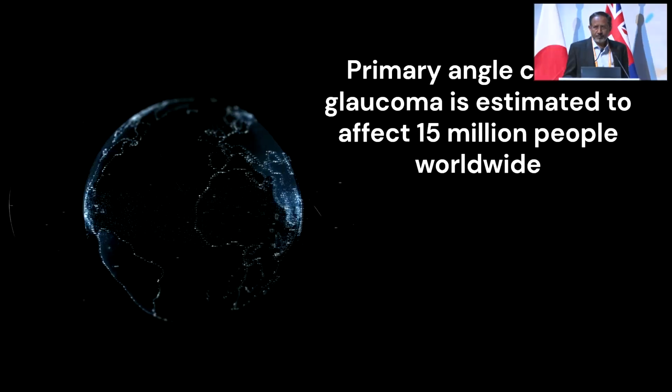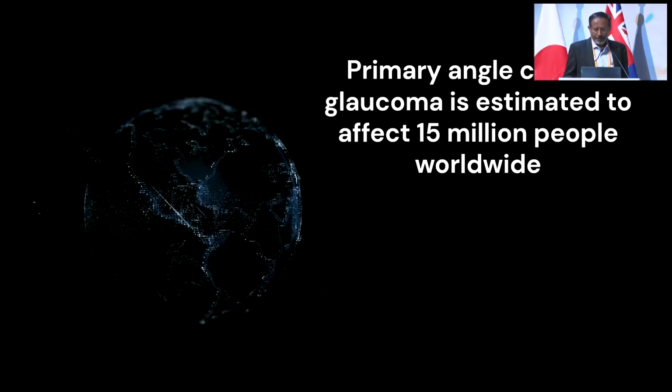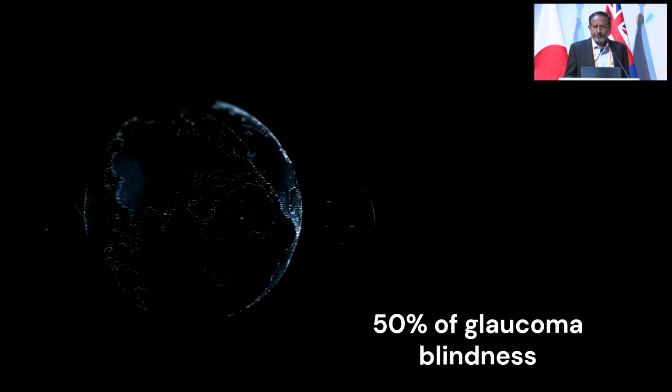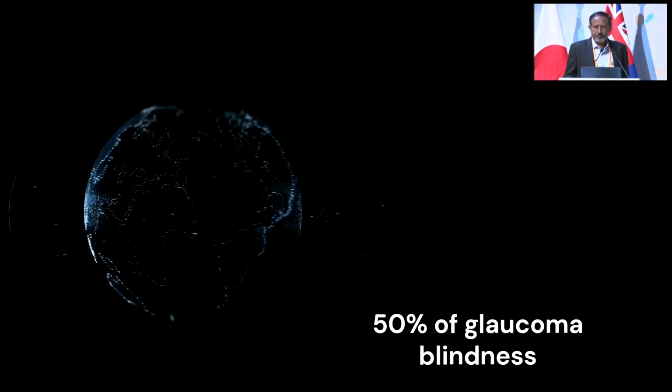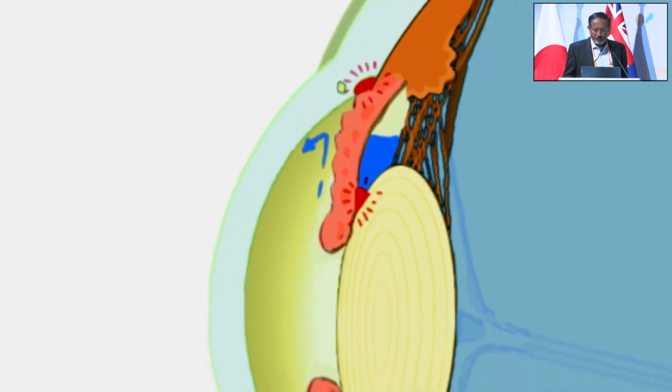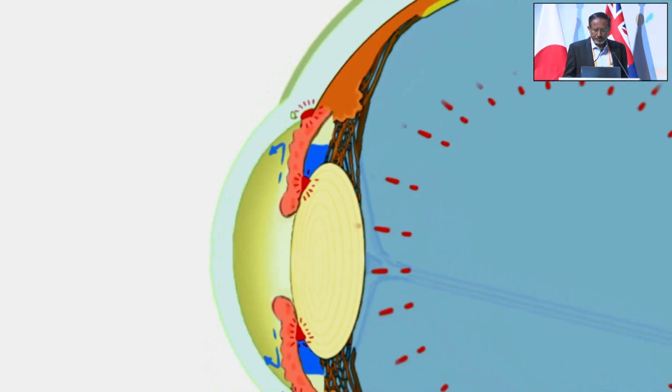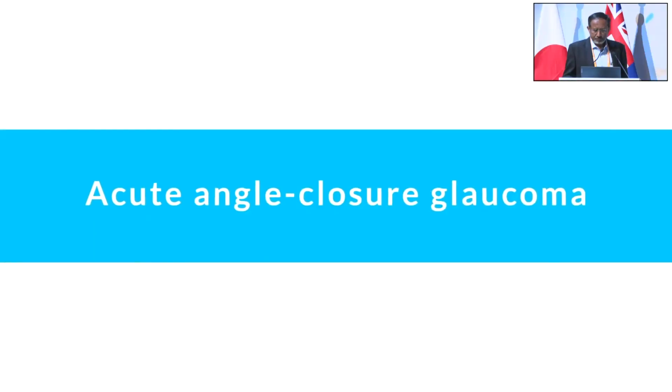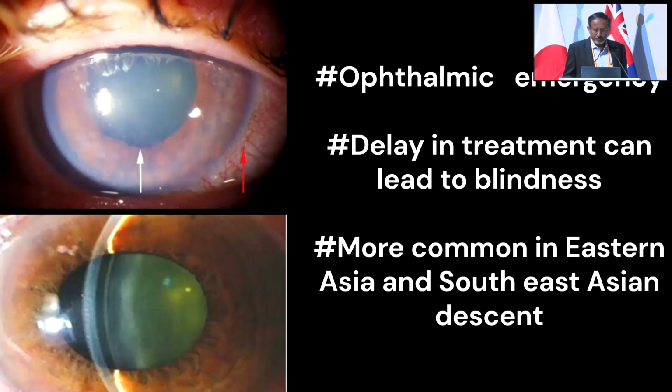Primary angle closure glaucoma is estimated to affect 15 million people worldwide. It is responsible for 50% of glaucoma blindness. It results from apposition or adhesion of the peripheral iris to the surface of the pigmented trabeculum. The blocking of aqueous access to the trabeculum results in raised intraocular pressure. Acute angle closure glaucoma is a true ophthalmic emergency, and a delay in treatment can result in blindness. It accounts for a significant number of glaucoma cases among persons of Eastern Asian and Southeast Asian descent.